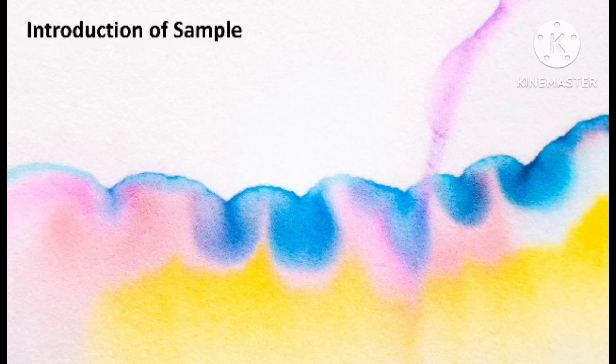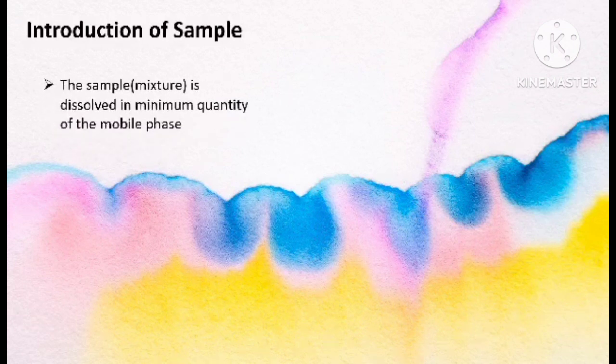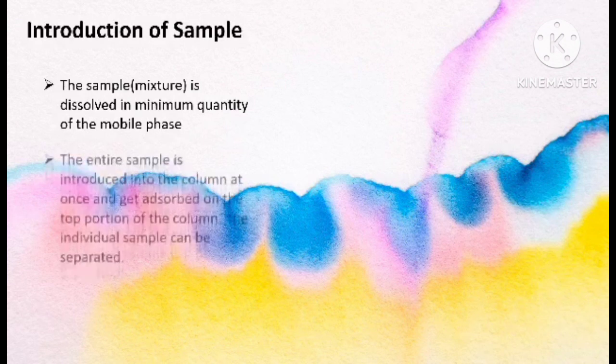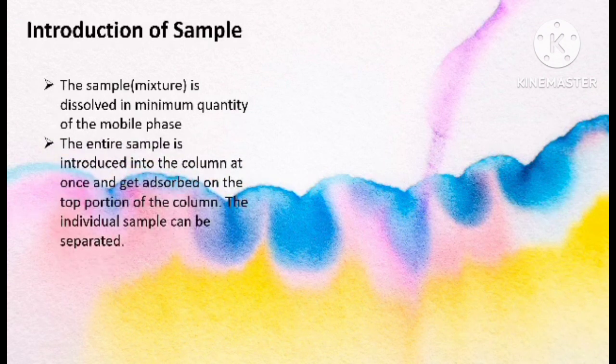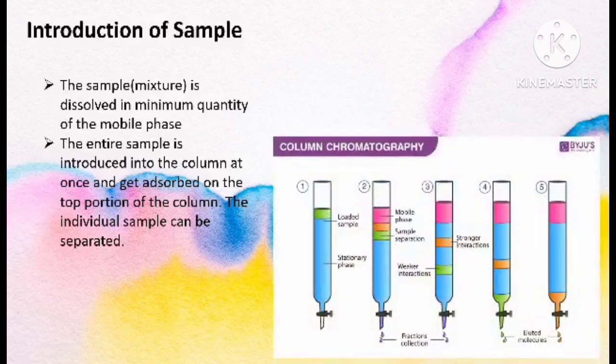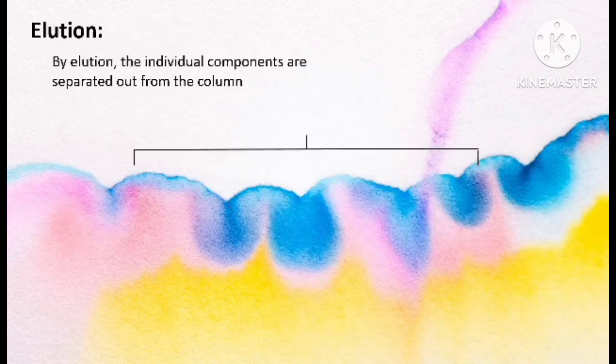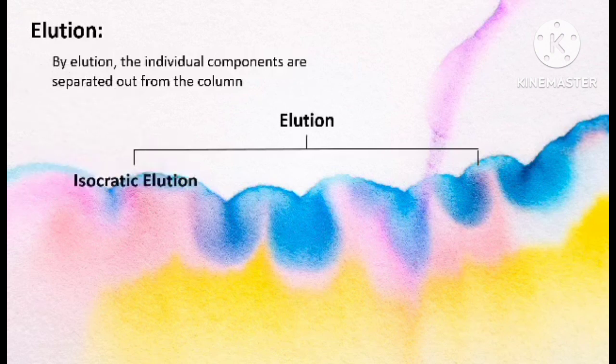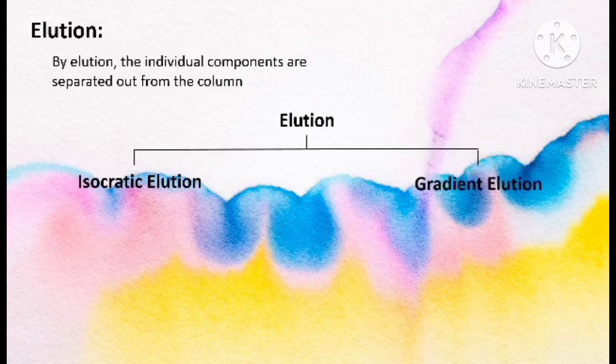Introduction of sample. The sample mixture is dissolved in a minimum quantity of the mobile phase. The entire sample is introduced into the column at once and gets adsorbed on the top portion of the column. Then the individual components can be separated. Elution. By elution, the individual components are separated out from the column. These are the two types of elution: the isocratic elution and the gradient elution.